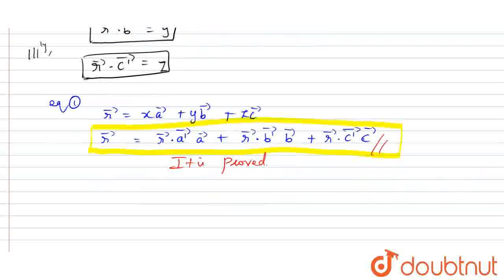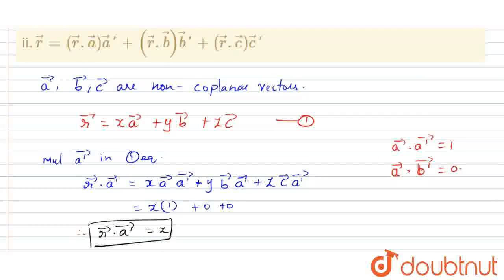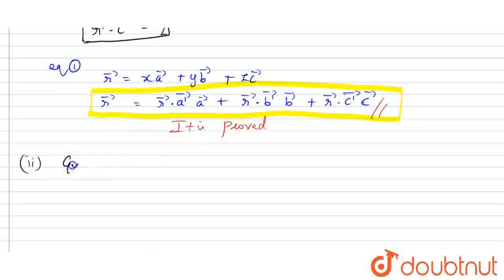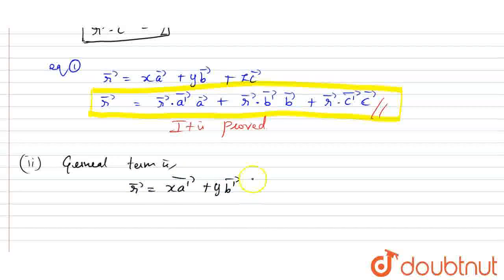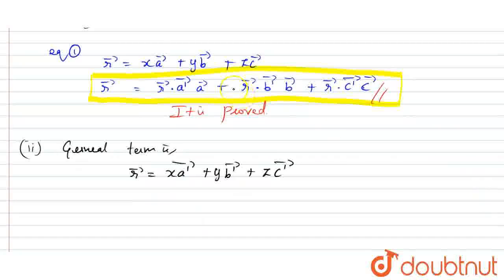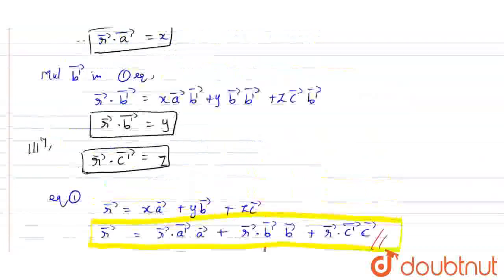Next, I am going to take the second option. For the second option, I'm going to write down the general term here. The general term is r vector equals x a dash vector plus y b dash vector plus z c dash vector. Therefore I will write down the conditions here. This is equation number 2.